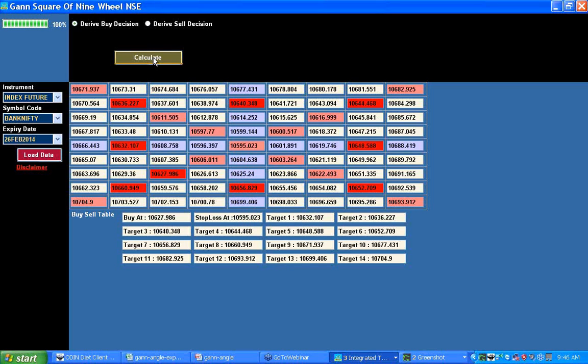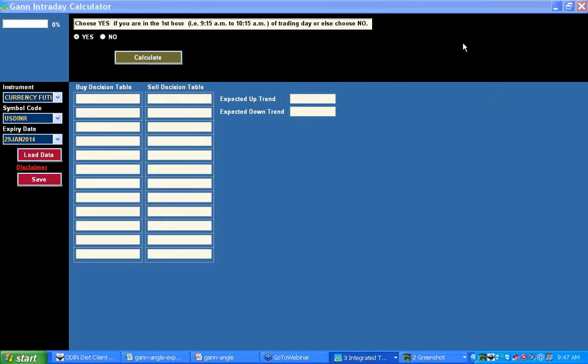So buy at 10,627, 595 and 704. This is based on your BTST decision, but this needs to be taken at the end of the market. Once you are approaching the end of the market, around 2 to 2:30, you can think of taking this.